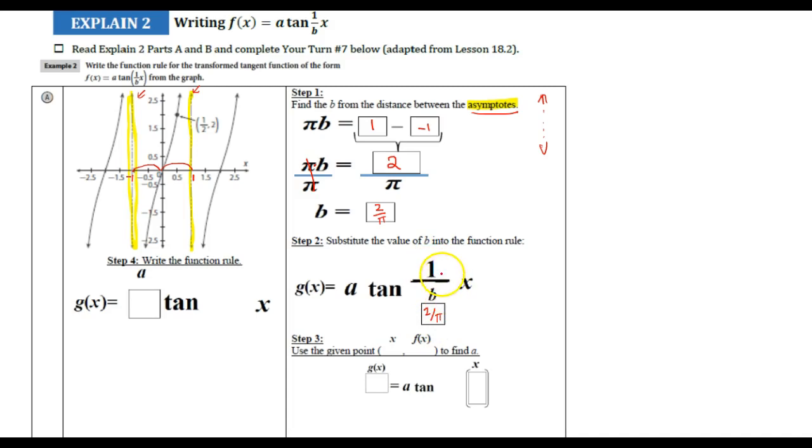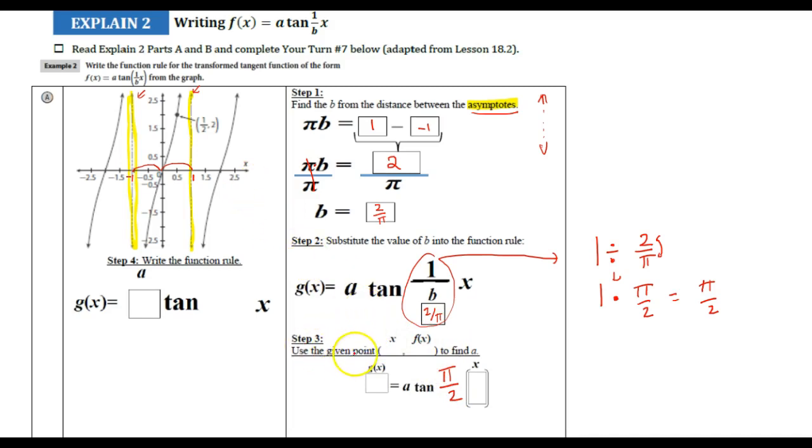Now this is a little weird, so I'm going to simplify this over to the side here. So it's 1 divided by, that's what this fraction bar means, 2 over pi. So just a refresher on how we divide fractions. That would be 1 multiplied by, we'll flip this over. What's the flip of 2 over pi? Pi over 2. And anything times 1 is just itself, so that'd be pi over 2. So here my new b value would be pi over 2.